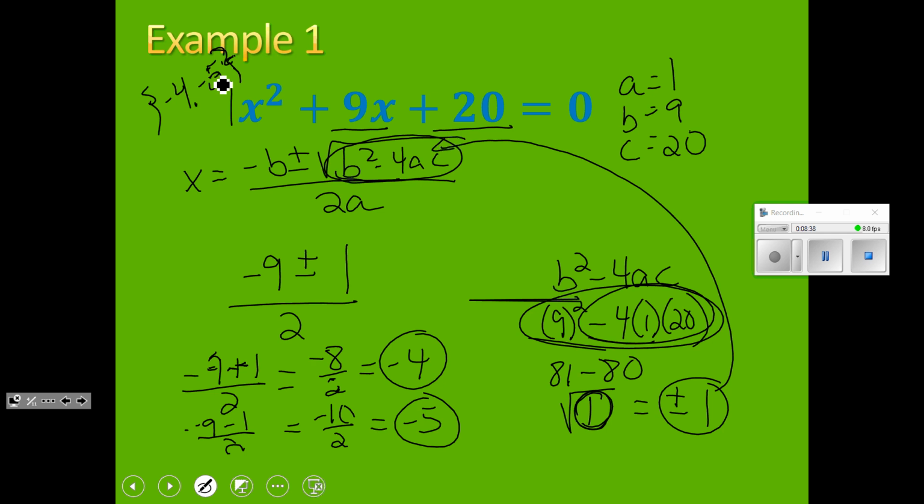Okay? Now I know what you're thinking. Some people say, why in the world would you, if you could just factor, it's going to be a lot quicker. Why don't you just factor? Well, I agree. If it's factorable, then I would solve it by factoring. But not every answer is factorable. So let's keep going.